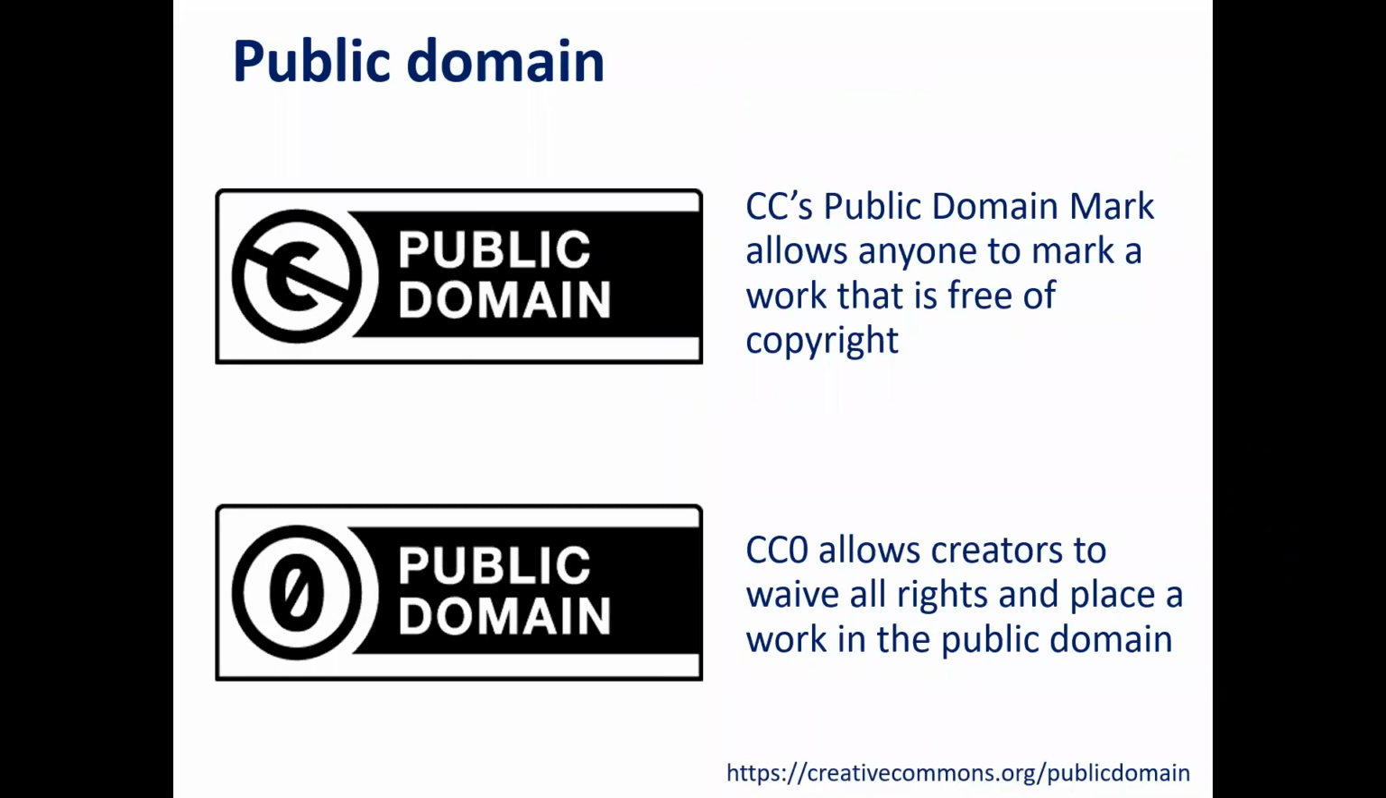Even more flexible than a CC BY license is content that's in the public domain and free of copyright. So generally, if a work was first published in the US in 1924 or earlier, or if it was published by the US government, it's probably in the public domain. And Creative Commons offers these 2 tools for marking works in the public domain. The first is for marking other people's works, and the bottom one, CC0, is for creators to mark their own works and put them in the public domain.